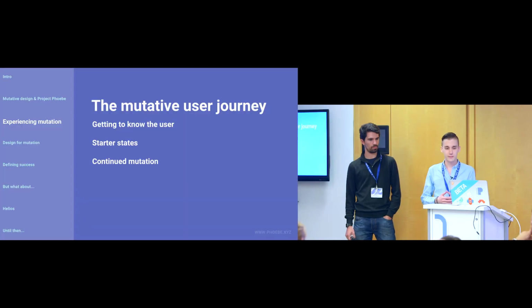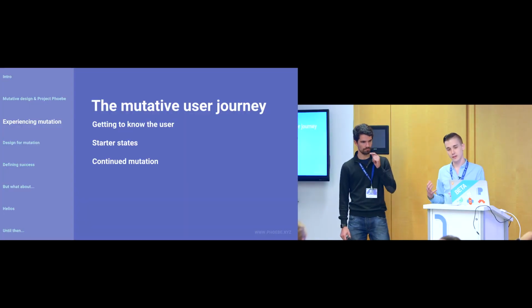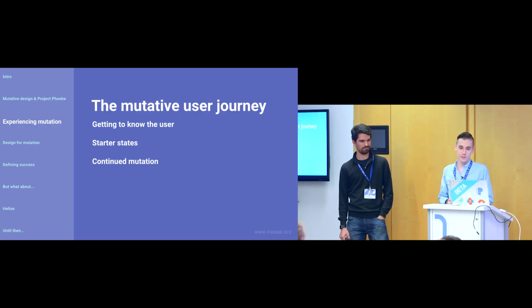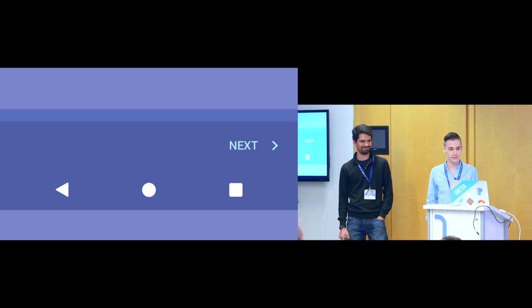So first we're going to talk about the mutative user journey, and then we'll get into how mutative design impacts the design process and how it impacts developers. So first, we have to get to know the user. We can't really change the interface to significantly suit each person if we don't know who they are and what their needs are. And there are some ways to do that that are really easy to illustrate.